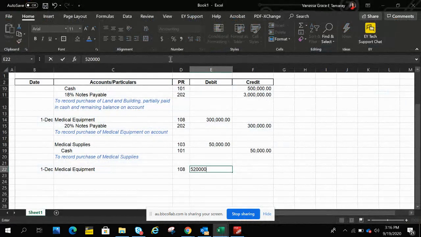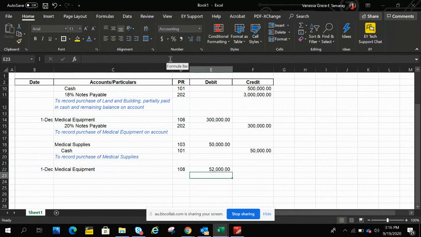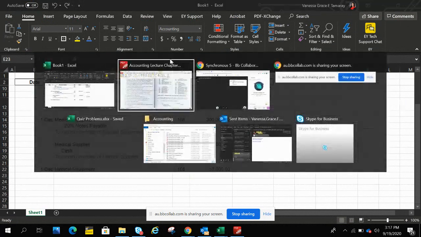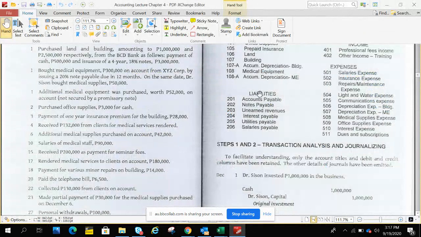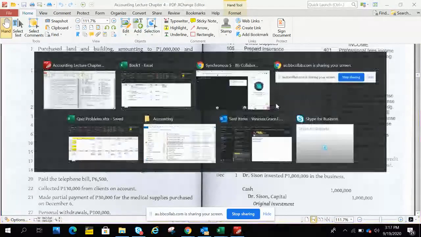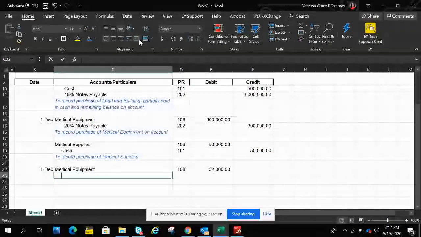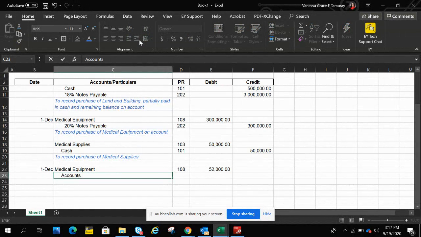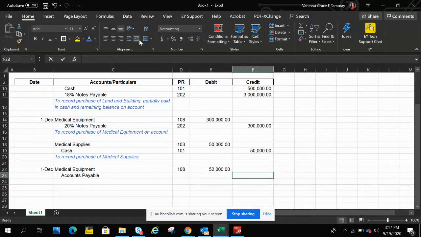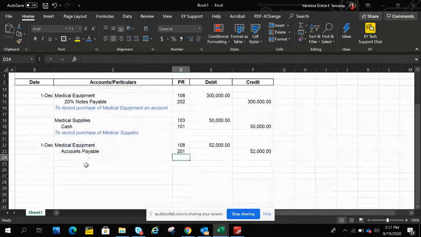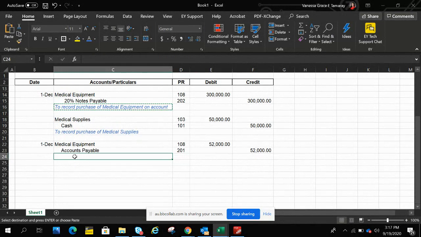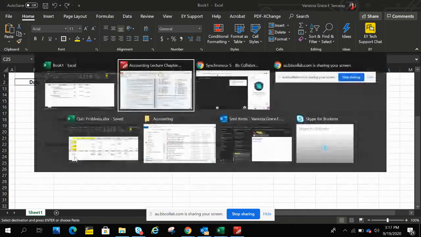O, ano ibig sabihin nun? Utang pa rin daw, pero walang promissory note. Wala tayong note. Walang written evidence of liability. So, pag ganon, anong gagamitin natin na liability account? Hindi na notes payable. Ano pa bang meron tayo dito? Accounts payable. So, debit, credit, accounts payable. Bakit credit? Kasi ang normal balance ng liability ay credit. Then, this is 201. To record purchase of medical equipment on account. Next.